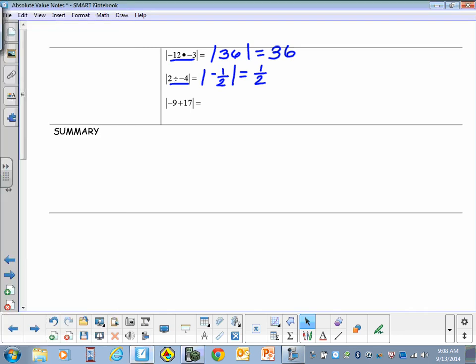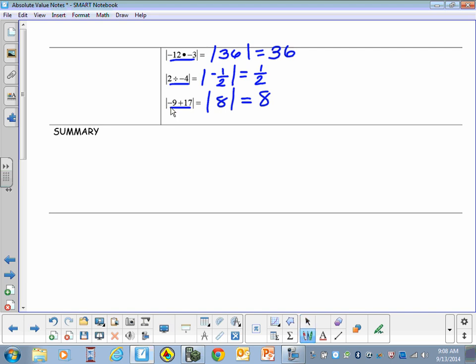To finish our last example, I have to add first. So negative 9 plus 17 is positive 8. And the absolute value of 8 is 8.